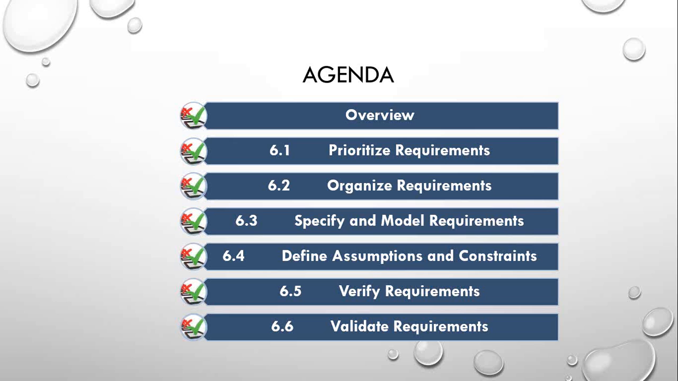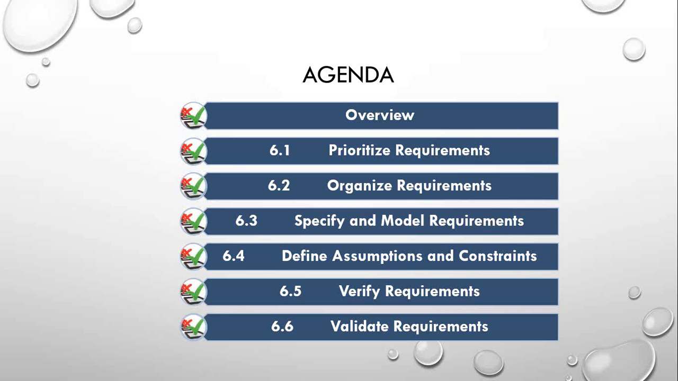Now, the overview: what exactly the requirement analysis phase, process, or knowledge area is all about. Then, what is the prioritized requirement, and what are the things involved in it. Organized requirement: when we have a requirement, how do we organize it? Because then we need to think about better planning. Then specify and model requirements, and how the modeling works.